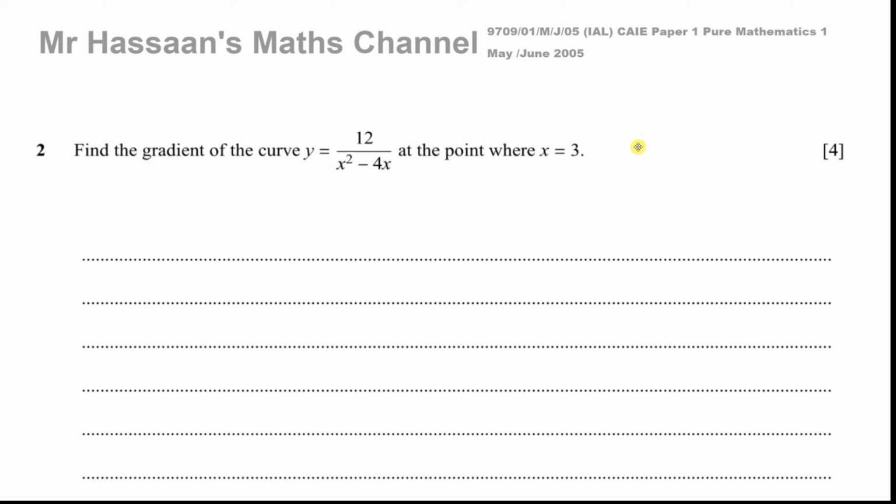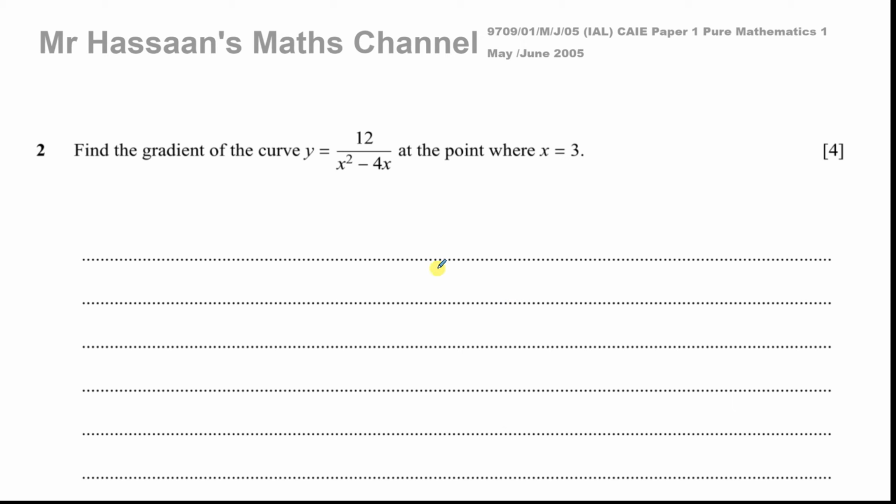This is from the May-June 2005 Pure Mathematics P1 paper from Cambridge 9709. It is also, I think, question number 2 in one of my Test Your Understanding pages at the end of one of my units. The question is about finding the gradient of the curve y equals 12 over x squared minus 4x at the point where x equals 2. So we want to find the gradient of a curve.